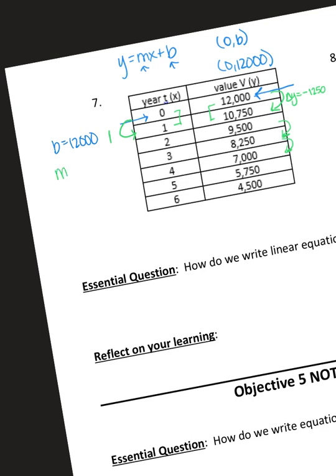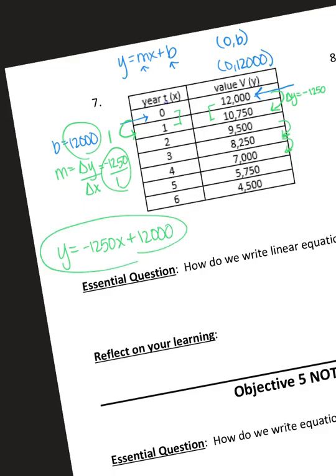So if slope is change in y over change in x, then we're just going to substitute in our negative 1250 for our change in y and our 1 for our change in x. And now we have m and b, and we can write our equation. y equals m, negative 1250, x plus b, which is 12,000. All right, so that is the equation for number 7.